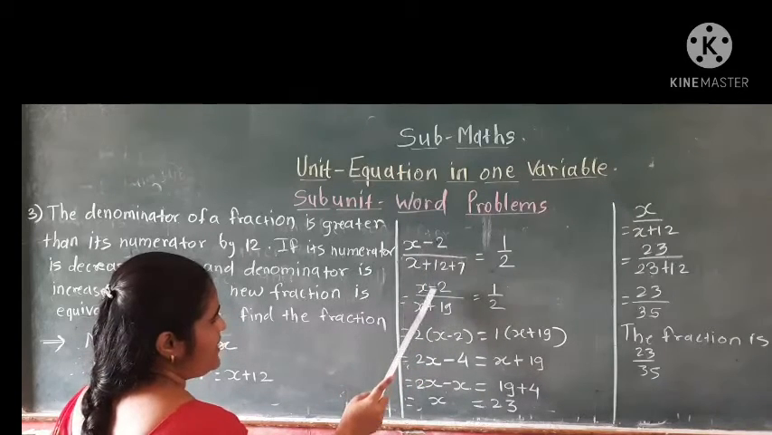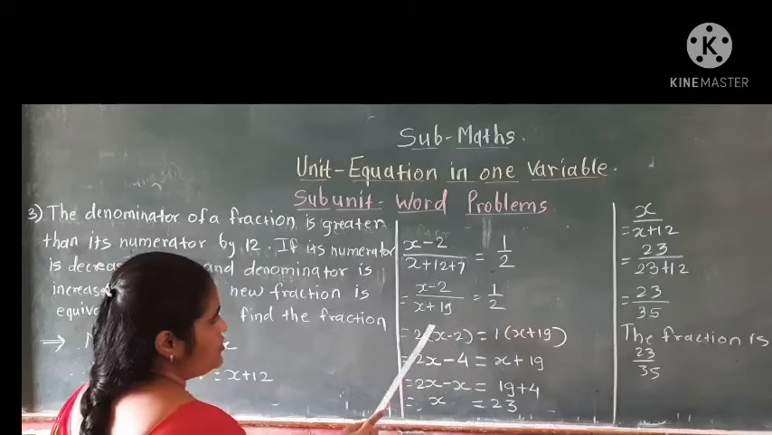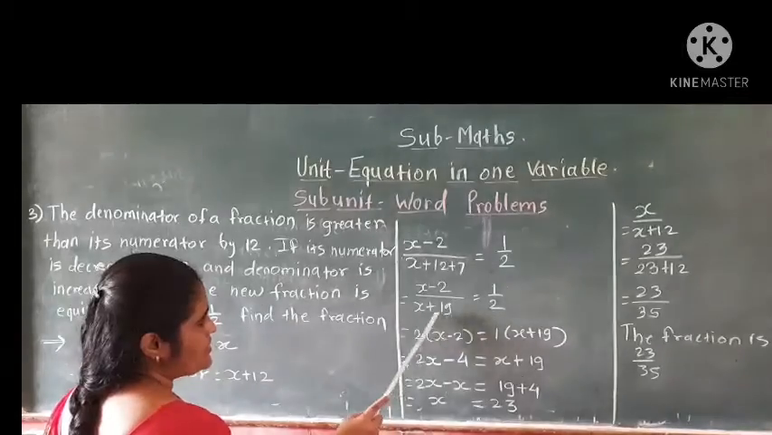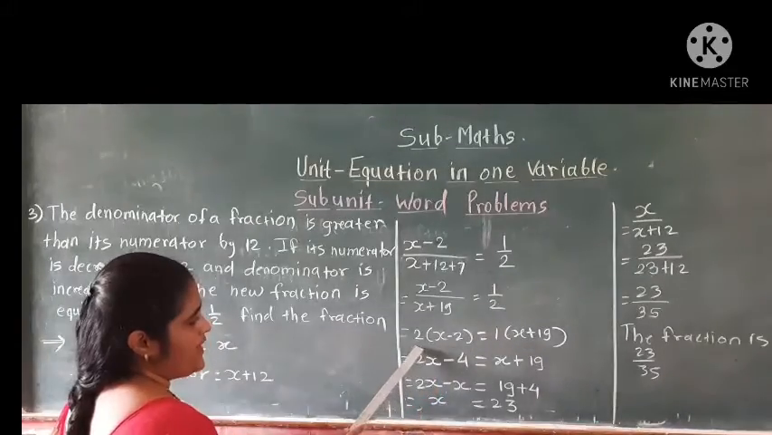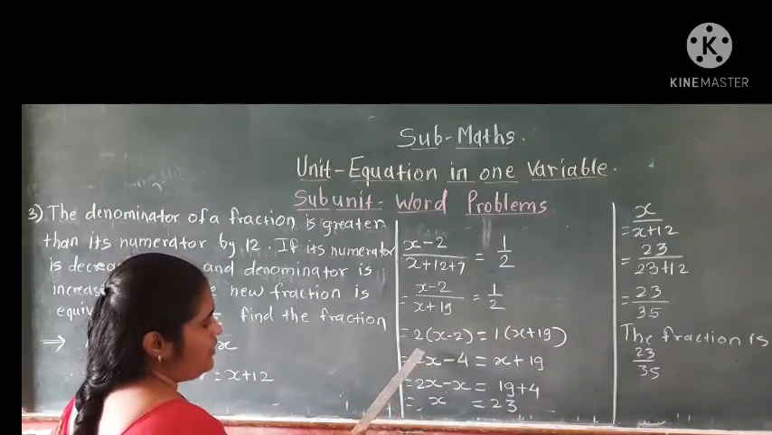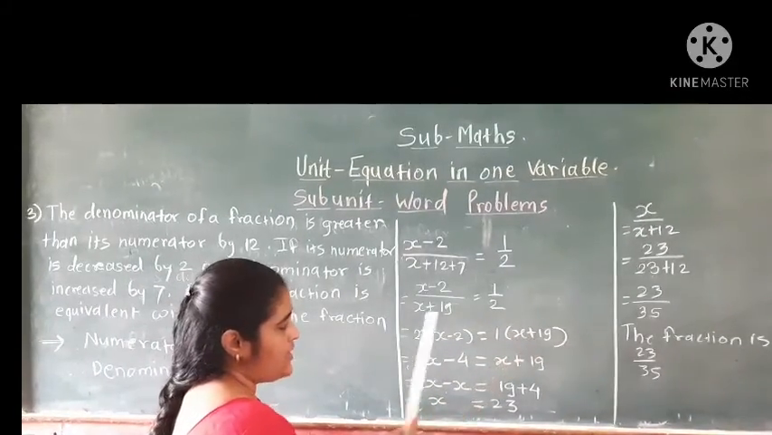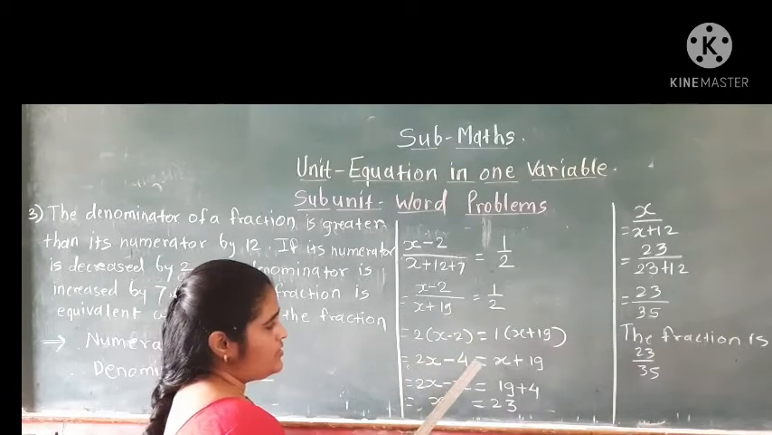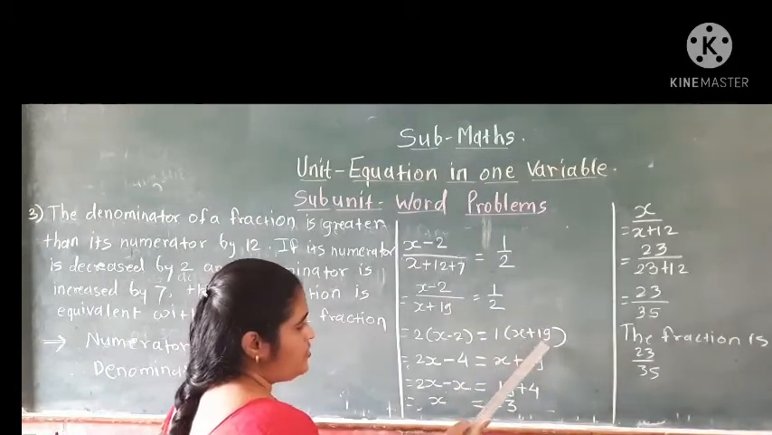Then in the next step, x minus 2 divided by x plus 19, since 12 plus 7 is 19, is equal to 1 by 2. So this is our final equation. For solving this equation, first we have to cross multiply. 2 into bracket x minus 2 is equal to 1 into bracket x plus 19. Then 2 into x is 2x, the minus sign stays, 2 into 2 is 4, is equal to 1 into x, the plus sign stays, 1 into 19 is 19.